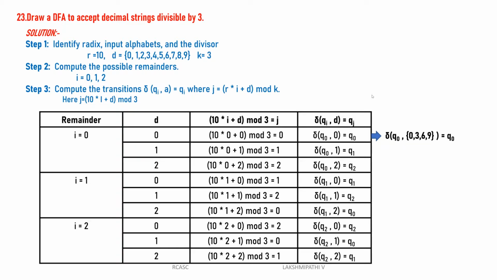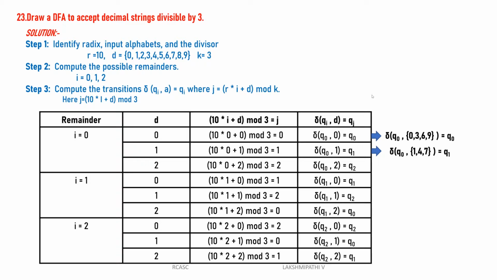Then we take another D value. We change the D value to 1. 10 into 0 is 0, plus 1 is 1. Modulo 3 is 1 only. Then Q0 of 1 goes to Q1. That is the transition of Q0 of 1, 4, 7: Q0 of 1 goes to Q1, Q0 of 4 also Q1, and Q0 of 7 also goes to Q1 only.